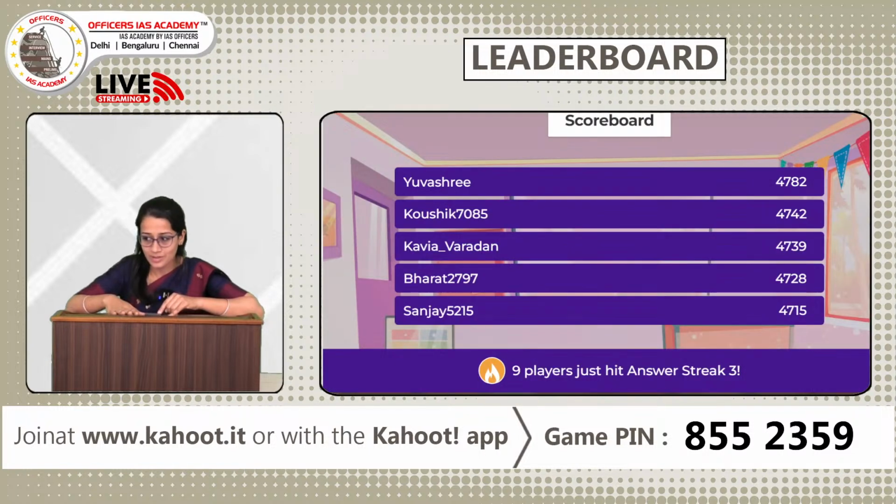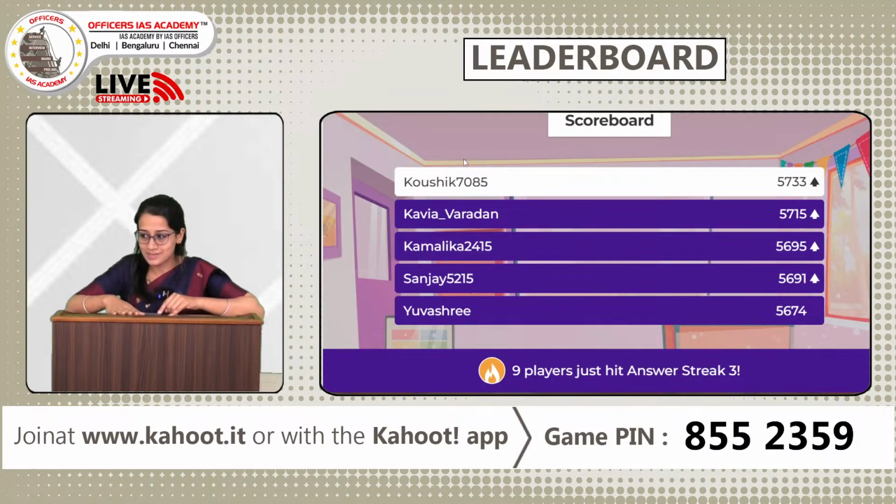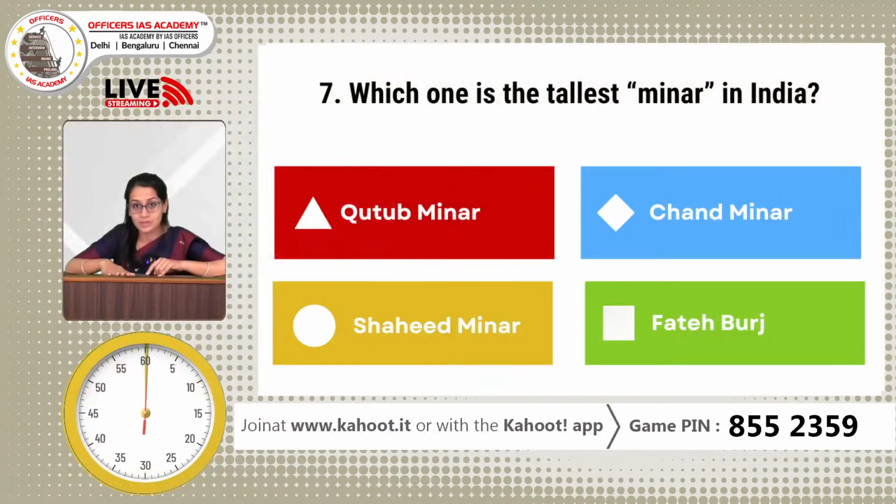A very historic act, and now we see that the scoreboard is changing. We now have Kaushik still leading, followed by Kavya Vardhan, and then Kamalika. But the other contenders are very close, just behind by 3 or 4 points. So for the next questions, be quick because time is also a factor which will help you get the top certificate. We will now move to the 7th question.